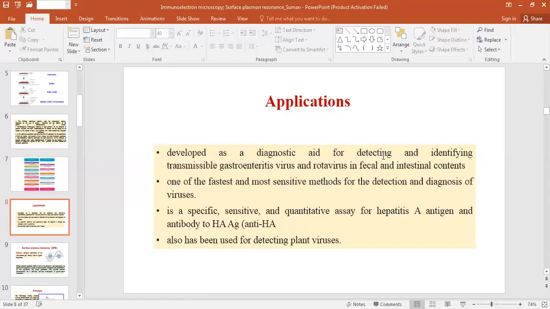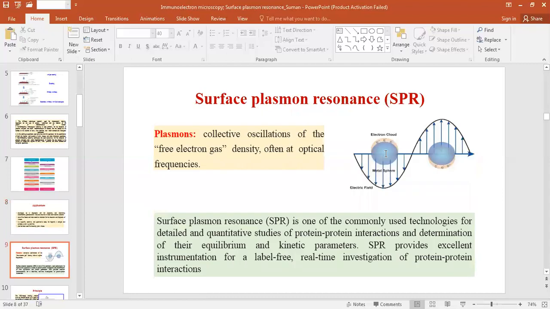Practically, for large-scale testing it is limited. So mostly it is used for anti-HA or hepatitis A antibody determination and antigen determination. This method is a very specific, sensitive method, and quantitatively we can analyze it. So that's all about immunoelectron microscopy. Next, I'm going to the second technique, that is surface plasmon resonance.